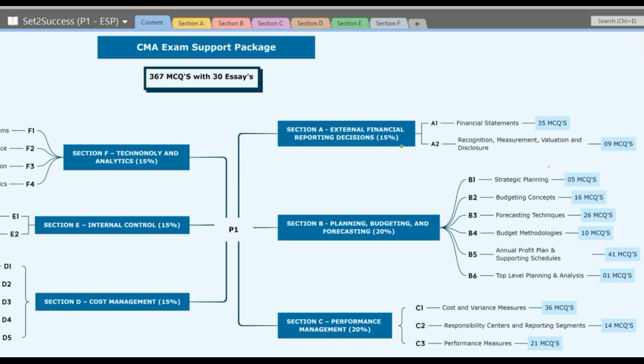Welcome to the CMA exam support package. We are in section A, which is external financial reporting decisions, and today we are going to discuss the subtopic A2, which is recognition, measurement, valuation, and disclosure, which contains 9 MCQs. So let us begin with the subtopic A2.